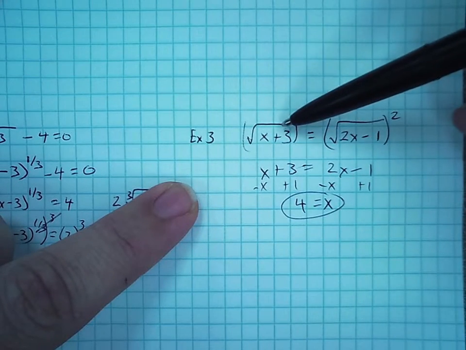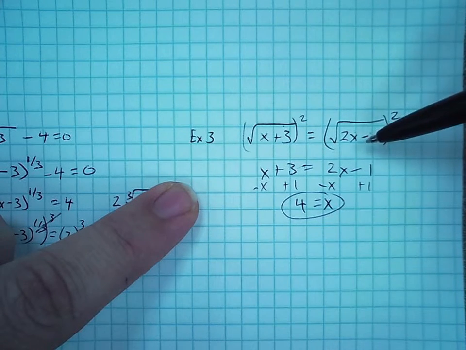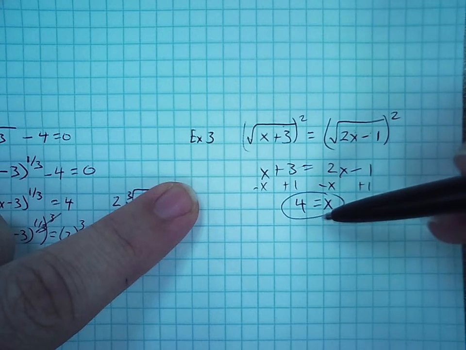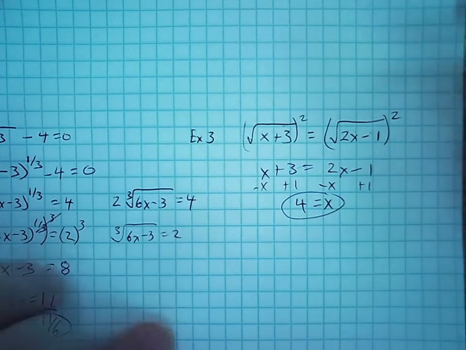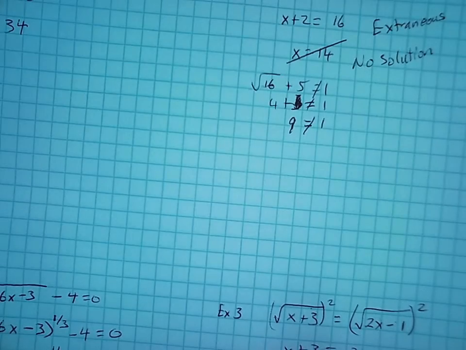In this case, we're looking at the square root of 7 equals the square root of 8 minus 1, which is the square root of 7. And the square root of 7 equals the square root of 7. So this solution works. It's not extraneous. But that's not always the case. Make sure you check to make sure they're not extraneous anytime you do this.